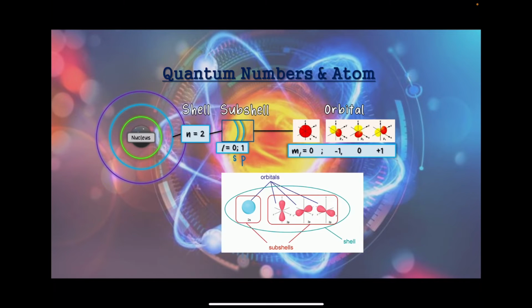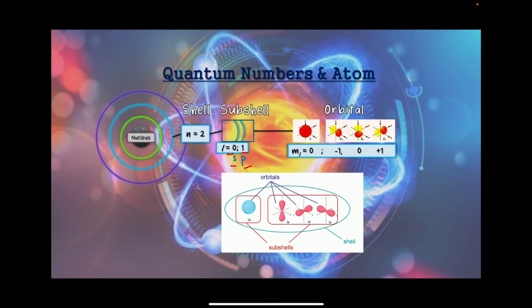Dan kita boleh lihat daripada example ni, kita boleh nampak how to detect the shell, subshell and orbital. So for example here, when the shell n is equal to 2, dalam shell ni kita ada dua subshell, iaitu 0 dengan 1. Okay, 0 and 1. And then from the subshell ni kita boleh detect what is the type of orbital yang present dekat shell ni, which is 0 is equal to the S orbital and 1 is equal to the P orbital. Then from the subshell, kita boleh determine how many orbitals they have.